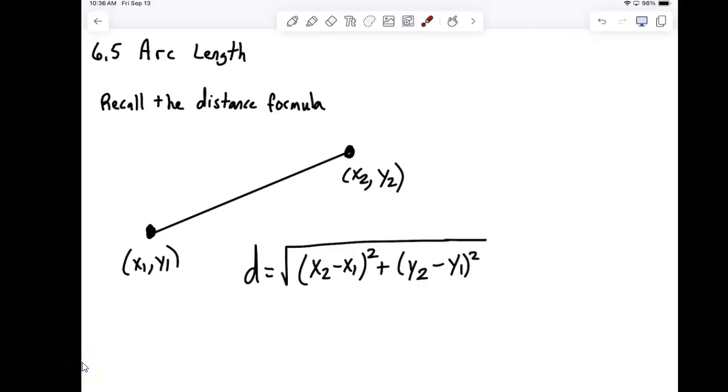All right, well, welcome back. Today, we're going to start talking about the arc length of a curve.